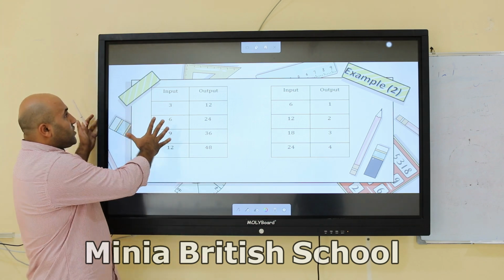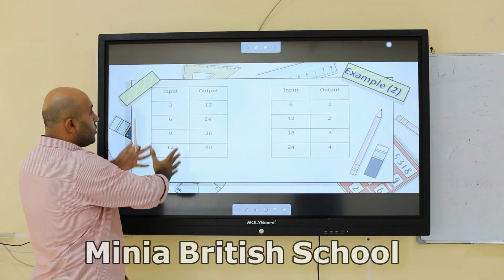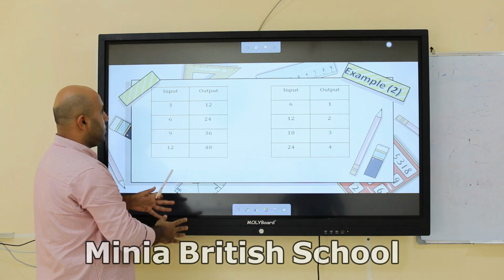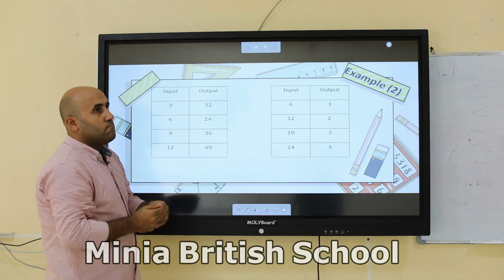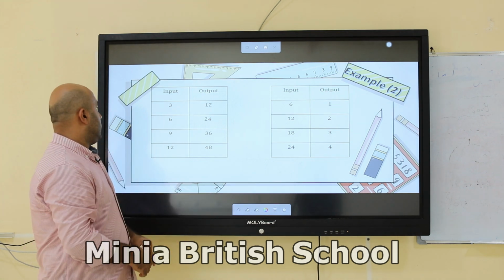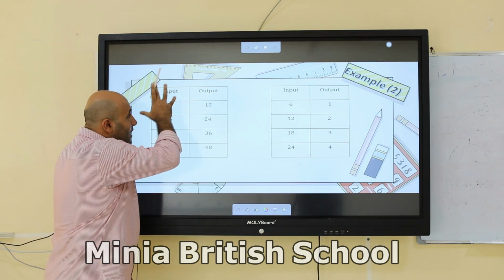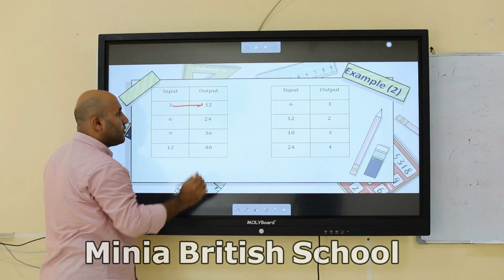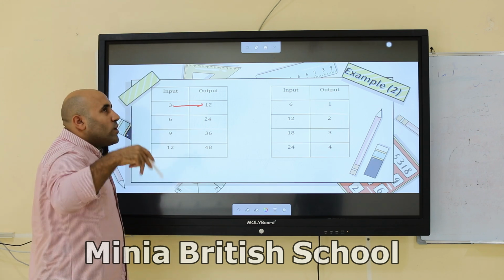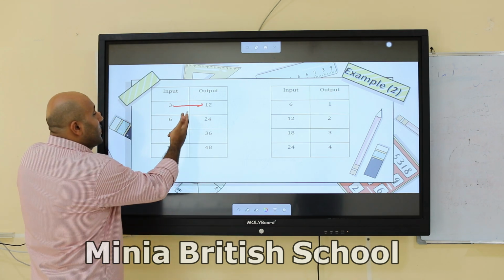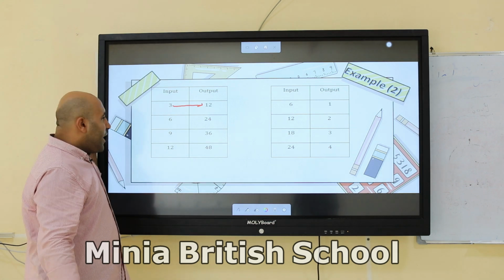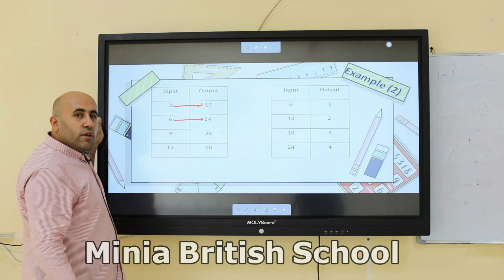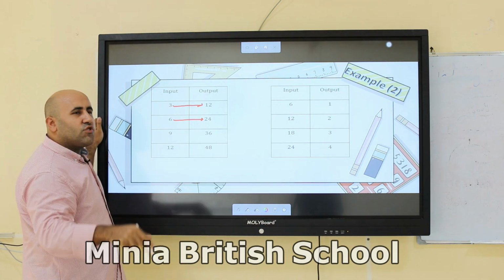Wow. I have a table with 2 columns. One column represents input and the second one represents output. How can I solve it? In the case of tables, we see the input and the output and ask ourselves, what happened to the 3 to become 12? And also what happened to the 6 to become 24? You may think it right.